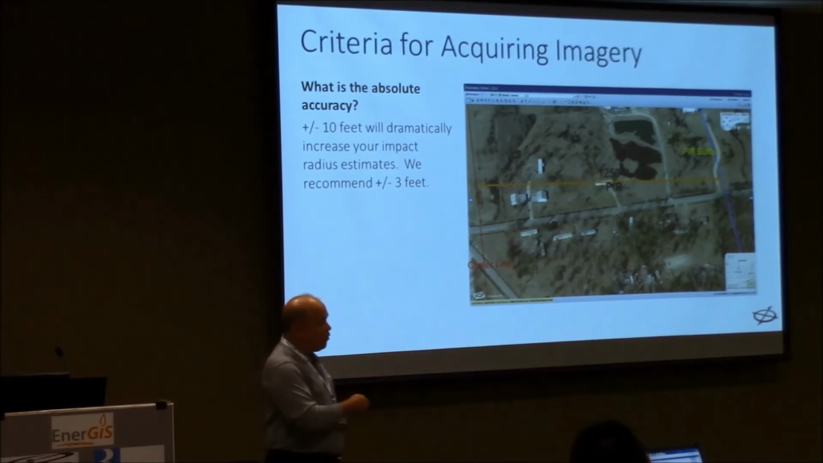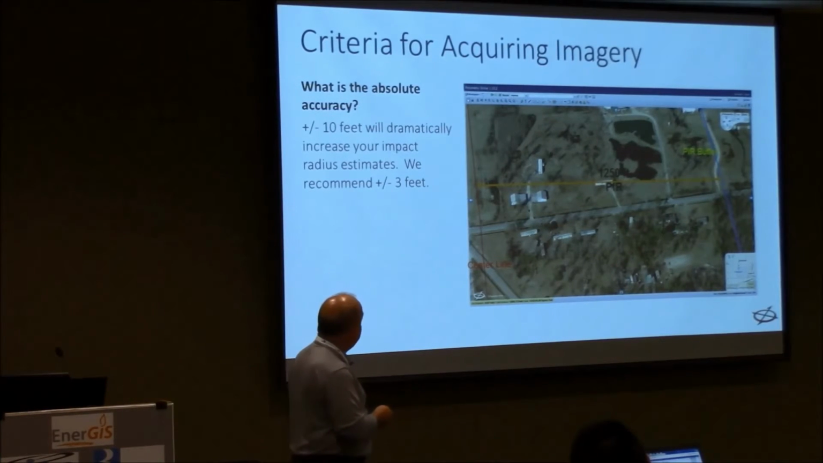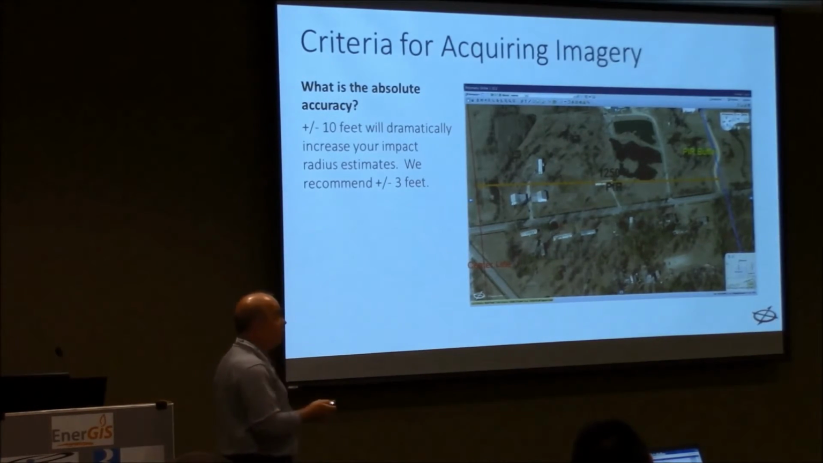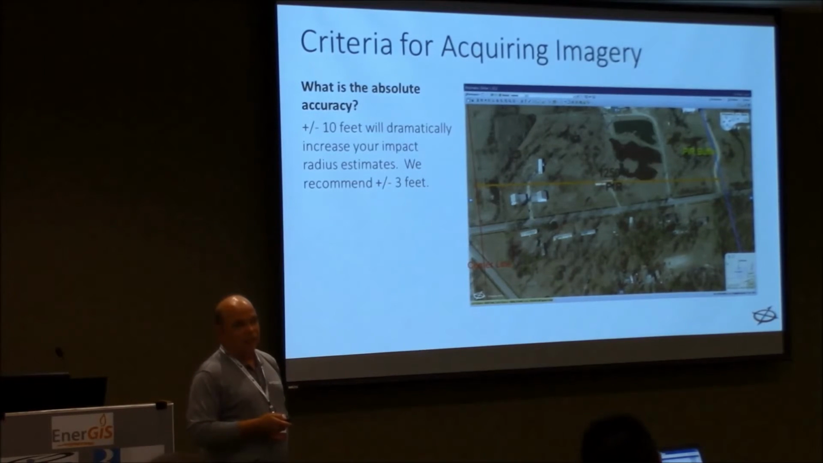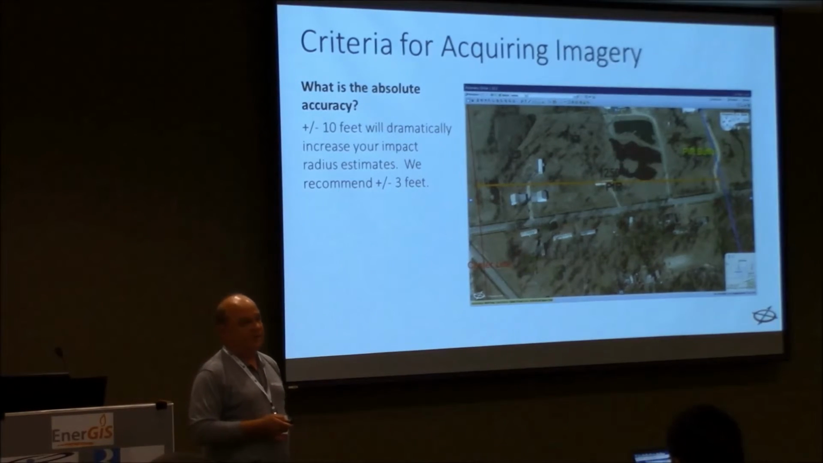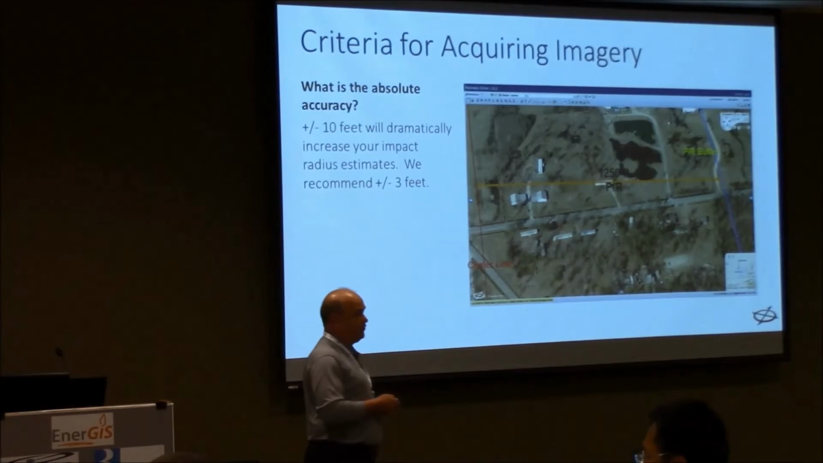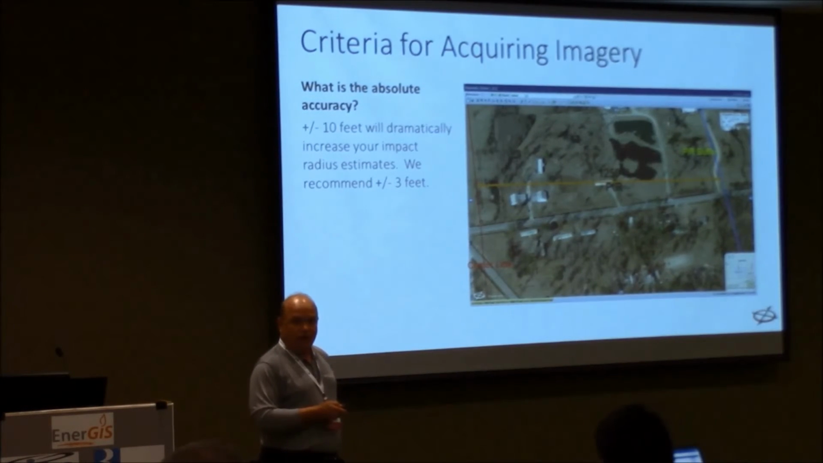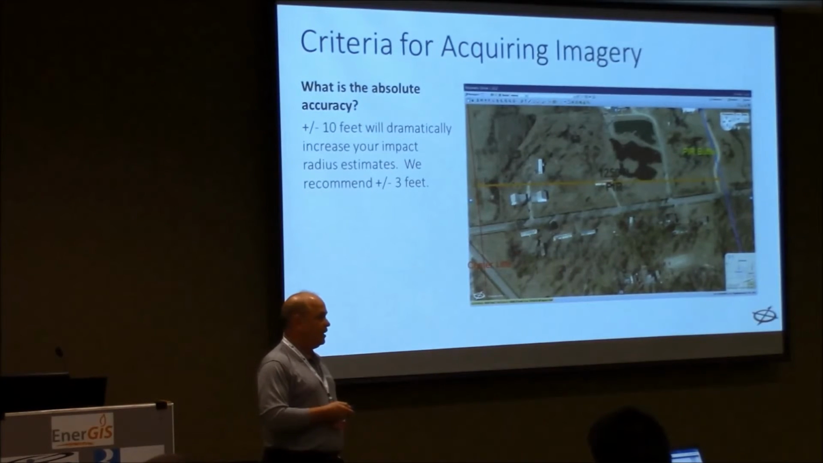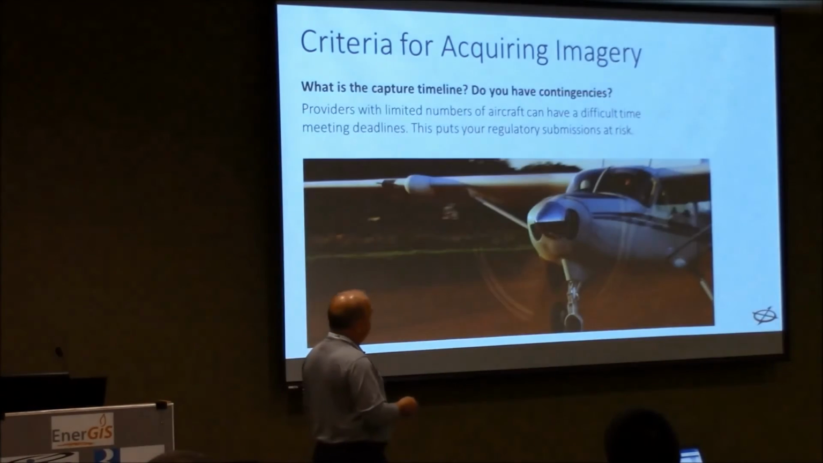And if you're going to acquire it, a couple of things that you want to make sure of. One is that you get a spatially accurate product, that your horizontal accuracy is somewhere around plus or minus 3 feet. Anything greater than that, in our opinion, you're wasting your money.